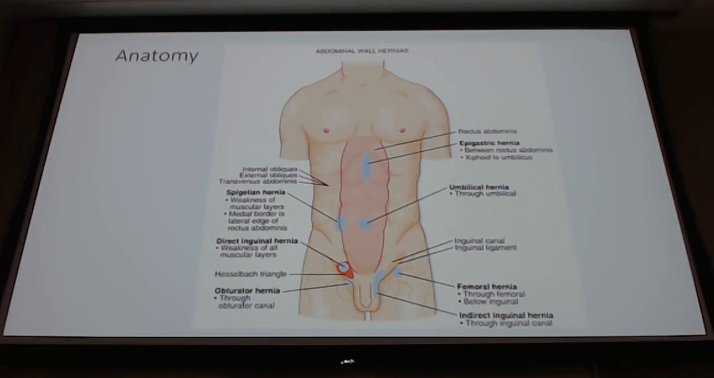Again, different locations in terms of where hernias happen. We will go through some of them, not all of them.